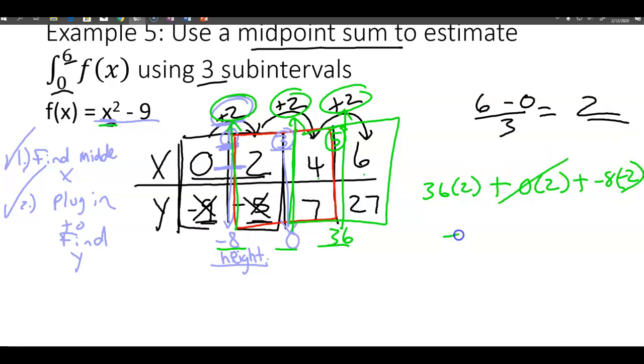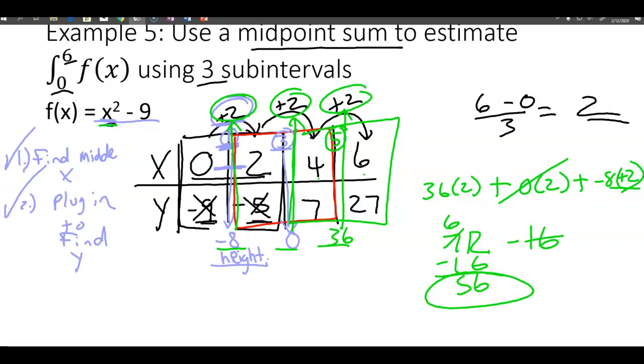That goes away. This is 72. This is minus 16. And we end up with, let's see, 62, take away, I don't know. I'm just going to show my work. Don't want to make a boo-boo. 56. Total area, 56. All right. Now, at this point, that's the process, okay?